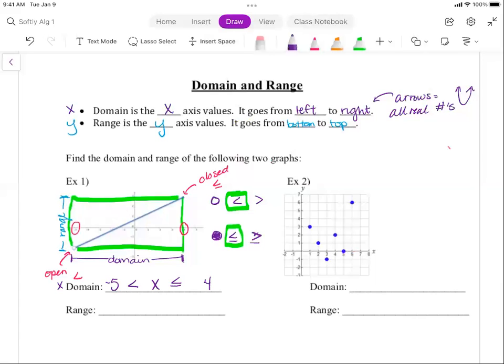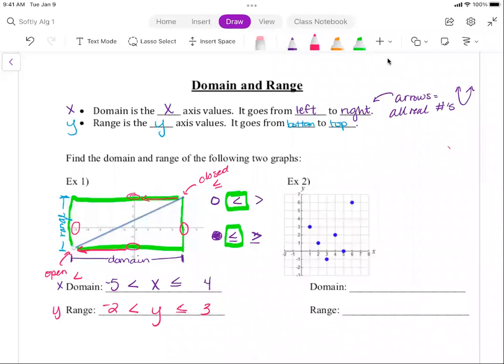All right, then we need to look at the range. When I'm looking at the range, which is y, my lowest number right here is -2. My highest number is 3. So I'm going from -2 to 3. I'm talking about my y. My -2 has an open circle. My 3 has a closed circle. So that would be the domain and range of this first example.